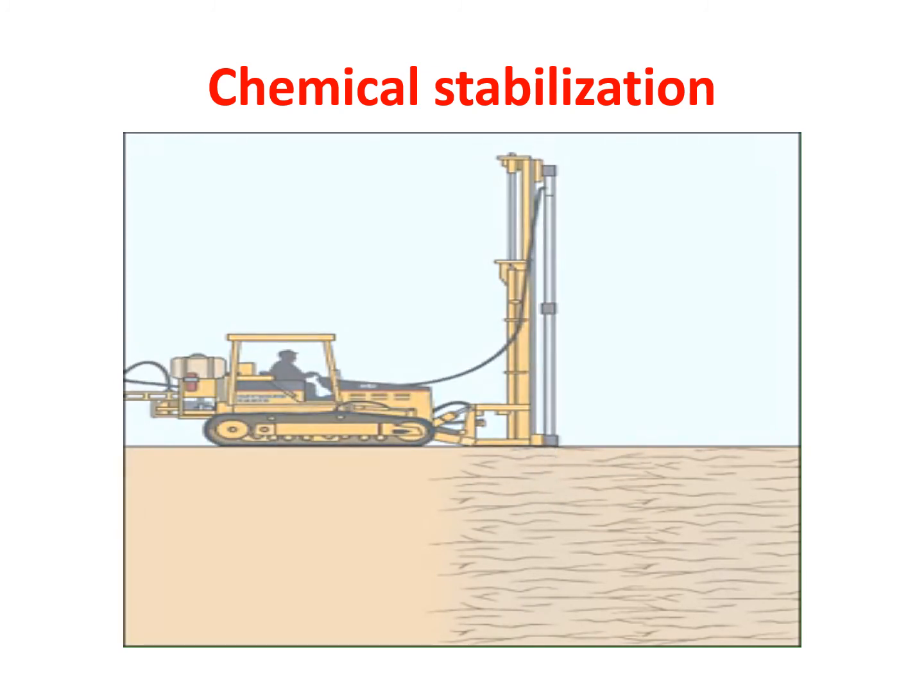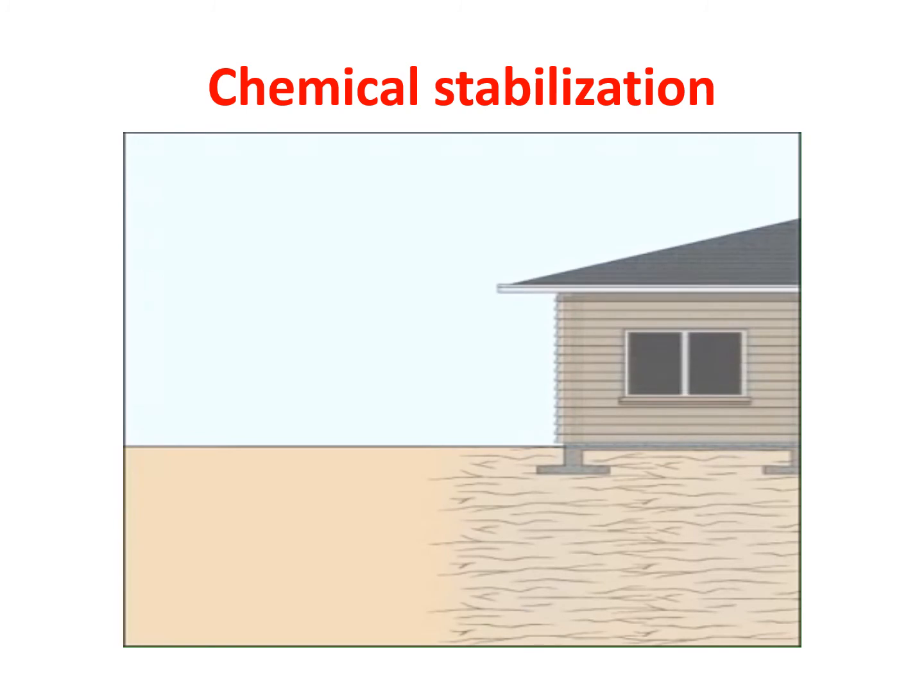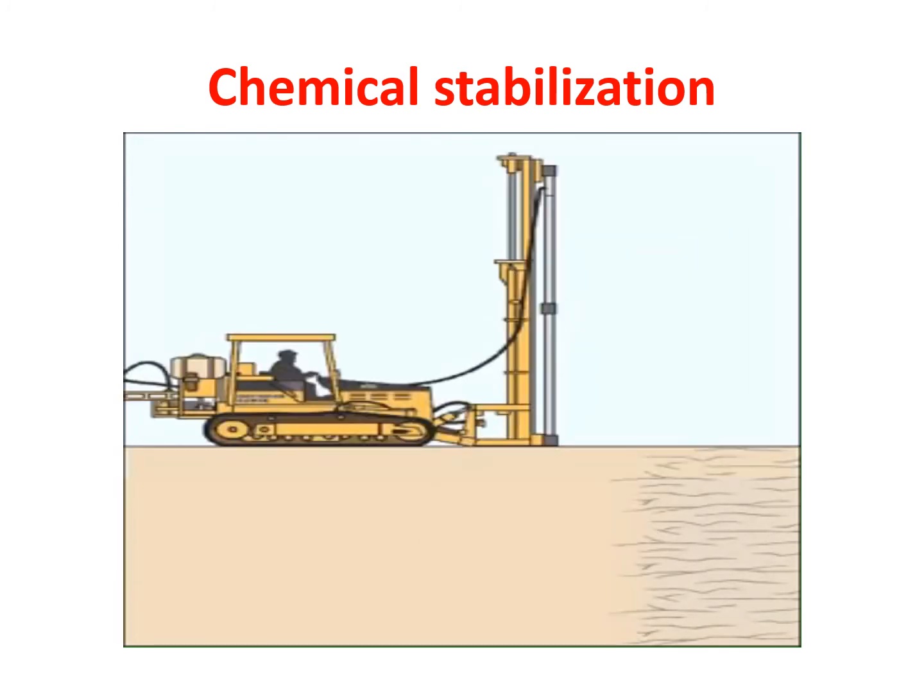After that they can construct a building over there. It is good for the building. The building will get good soil at the bottom. So this is chemical stabilization. Some other methods are also there for chemical stabilization.